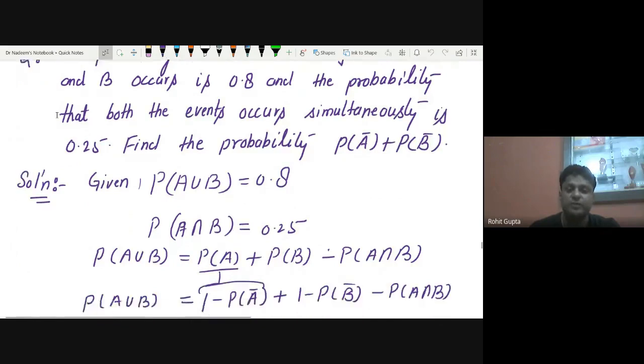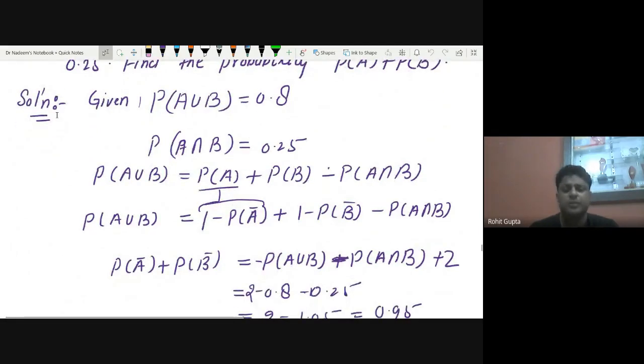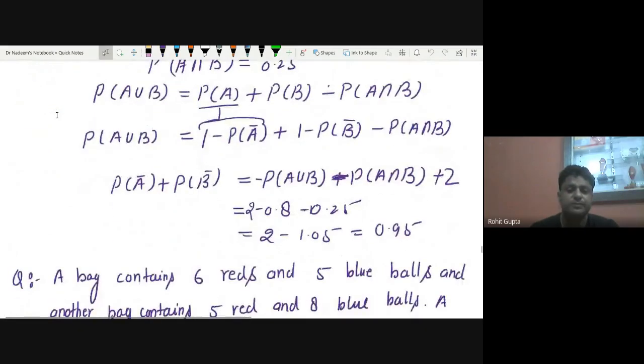Now the probability of A union B. Probability of A union B is equal to what? The law of addition, the probability law of addition. Here we are using the probability law of addition, that is probability of A union B is nothing but the probability of A plus probability of B minus probability of A intersection B. So probability of A is what? 1 minus probability of not A, plus probability of B is what? 1 minus probability of not B, then minus probability of intersection. So here we can conclude the probability of A bar plus probability of B bar is given simply 0.95.